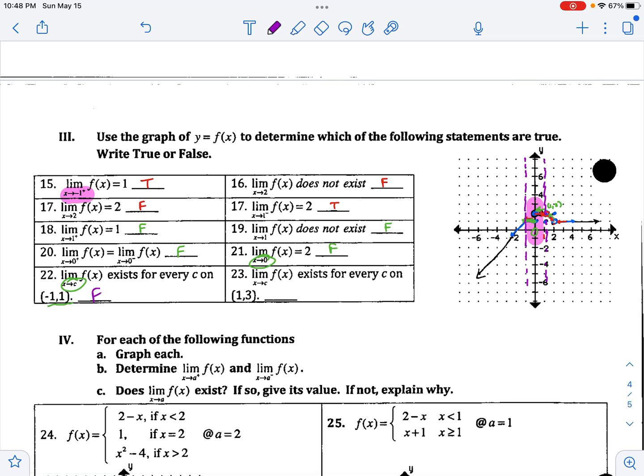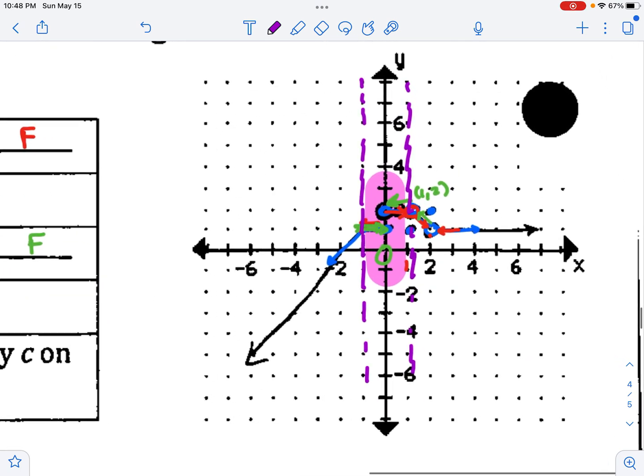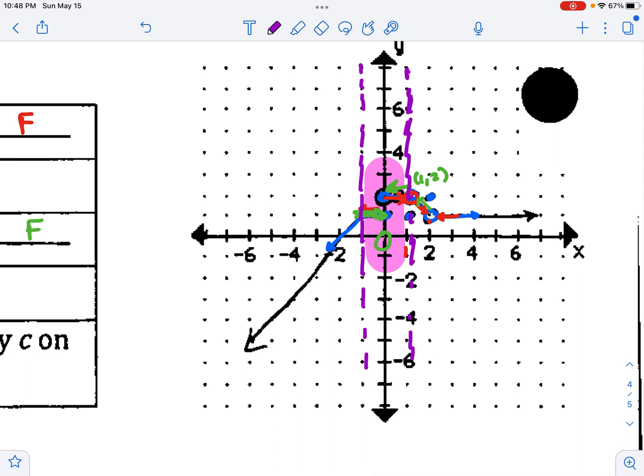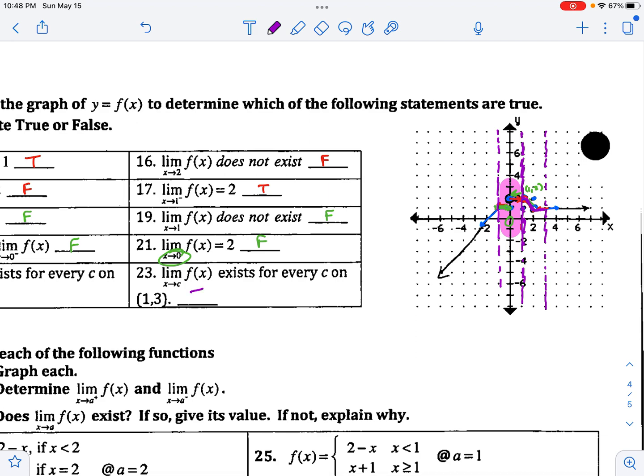All right, the limit of f of x exists for every value between 1 and 3. Well, here is 1, okay, and here is 3. And to me, since it looks like it is continuous all the way through, okay, there are no jumps in the graph, therefore I would agree that it is existing for this one, so this one is true, okay?